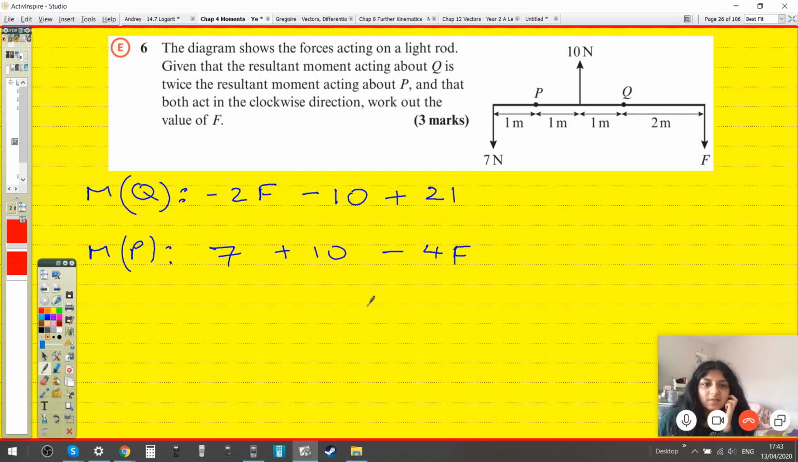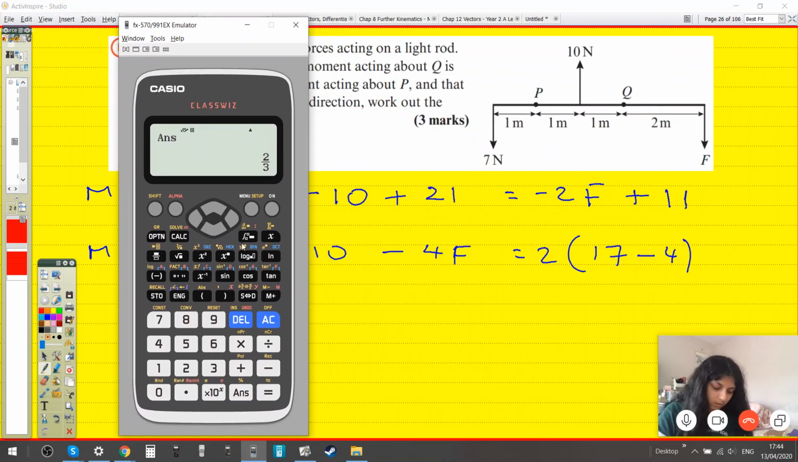And then it says the one about Q is twice the other. So you can just solve for f. How so? The first one, around Q, is minus 2f plus 11. And then you know it's equal to 2 times the second equation, which is 17 minus 4f. So you can just equate them to each other because they're both in the same direction. Then you solve from there for f.